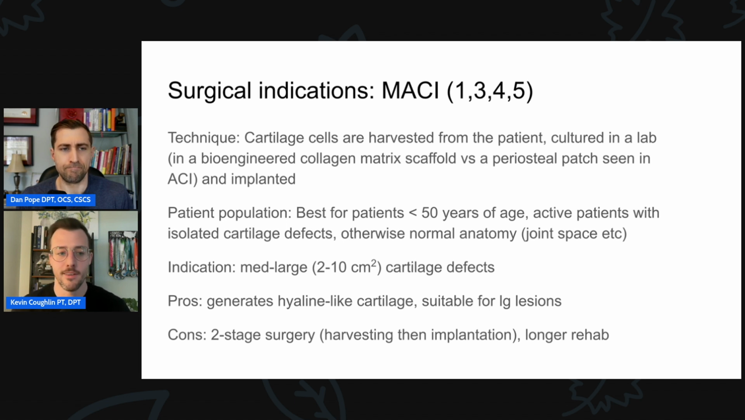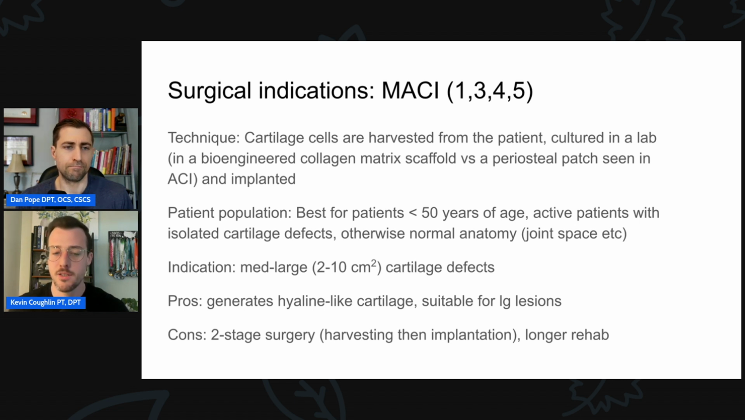I think it's leading to slightly better outcomes. So you could think of it in your head: if they're a candidate for the ACI, then they're going to be a candidate for the MACI. I think it goes hand in hand. It just depends on the surgeon's skills and preferences, I think.